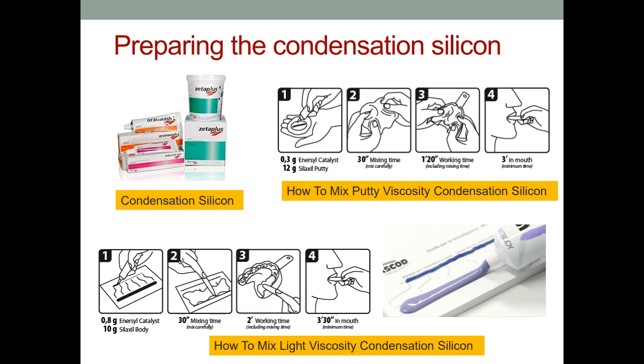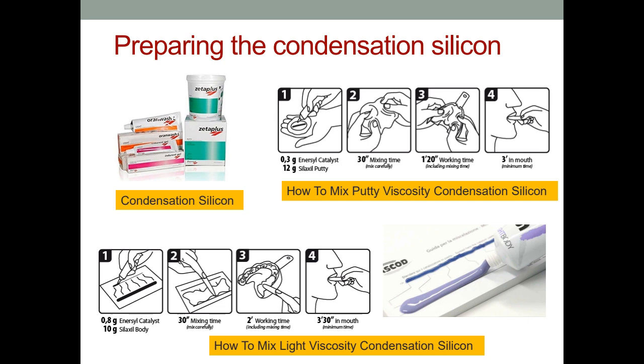Then preparing the condensation silicone. As I told you, there are the catalyst and the putty. The catalyst is always in a small quantity and the major amount is in the base. So if you see in the first photograph, they will take the major part from the base, that can be a putty, and some amount of catalyst is added according to the manufacturer's instructions, and it should be mixed evenly with the hand, not with the bare hand. It should be with hands wearing gloves, like latex free gloves, and then loading in the tray and making the impression.